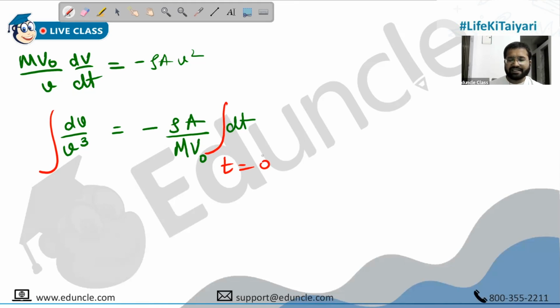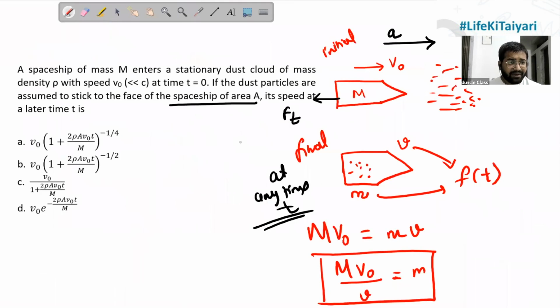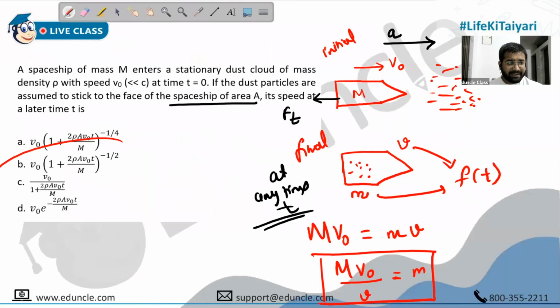Initially when time was 0, what is velocity? Don't write 0. V naught. It's V naught. Take care of that. Velocity was initially V naught, people. Don't write 0. And they are asking you what is the velocity expression at any time t. So after this, I think you can do. I will just tell you the answer. Or wait, okay, no, I think we'll solve it. Maybe there is some manipulation that needs to be done now. Okay, so let's complete this.